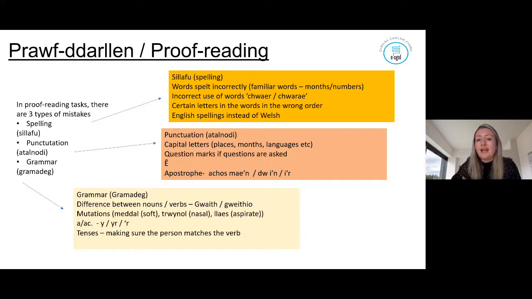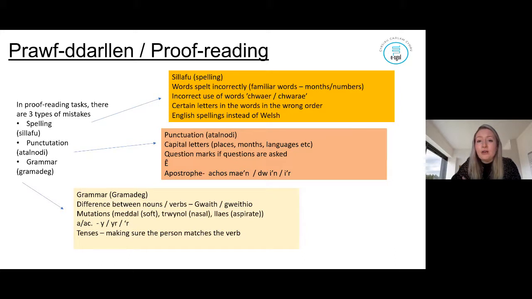Then you've got punctuation, atalnodi, and now you're expected to know things like capital letters. So when should capital letters be used? For places, for months of the year, languages should always have a capital letter. So things like Cymraeg, which will be on the front of the paper with a capital letter, Saesneg, Sbaeneg, Ffrangeg. Question marks as well, if questions are asked, so that can come up very often.